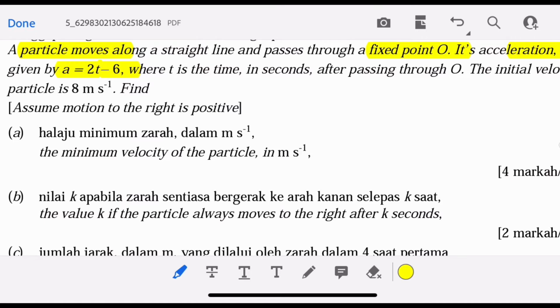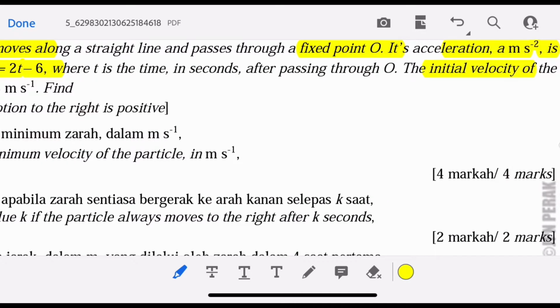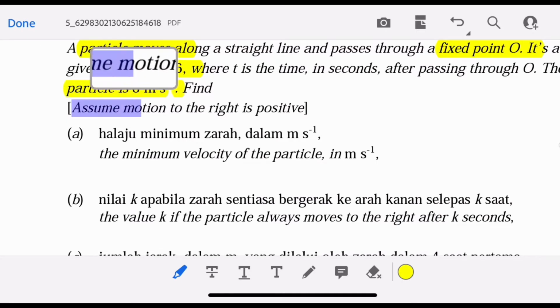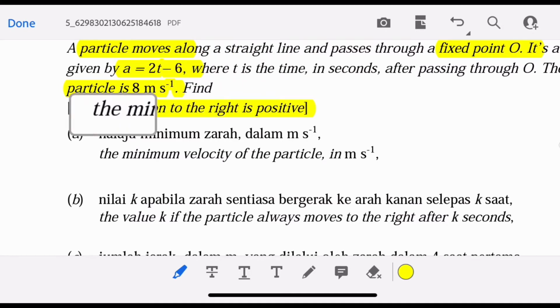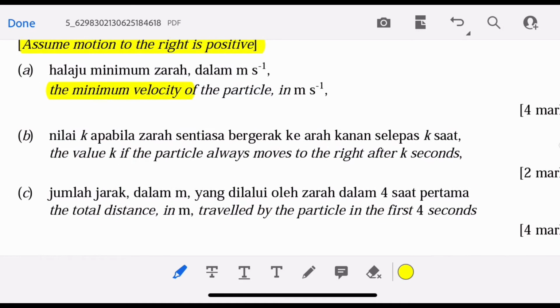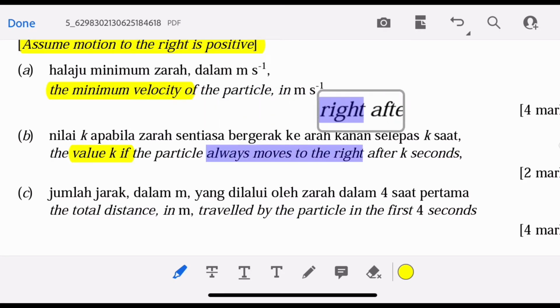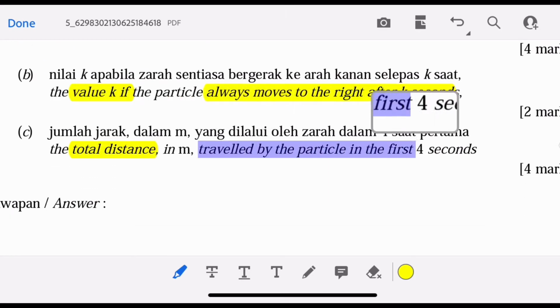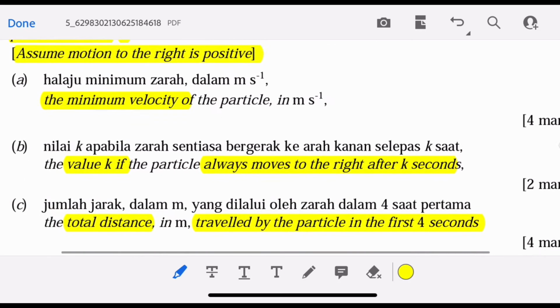After passing through O, the initial velocity, very important keywords, is 8 meters per second. Assume that motion to the right is positive, alright? Find the minimum velocity of the particle, very important keywords, and the value of k, such that the particle always moves to the right after k seconds. Then find the total distance traveled by the particle in the first 4 seconds. So let's discuss part A.